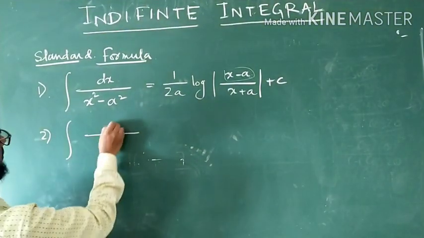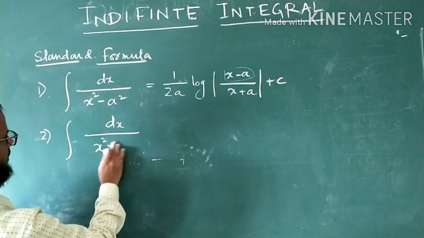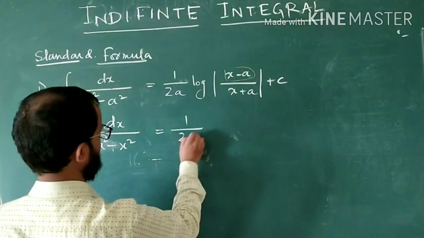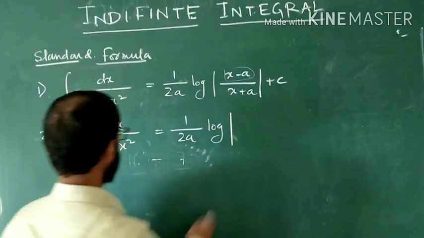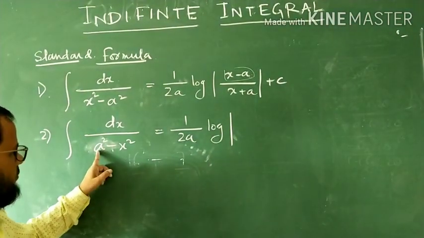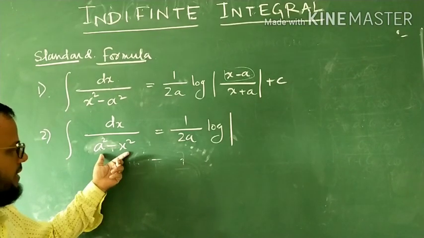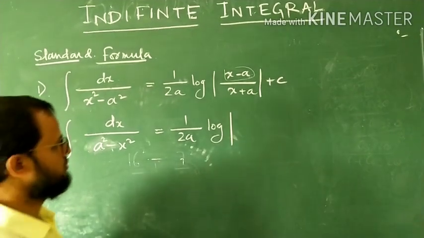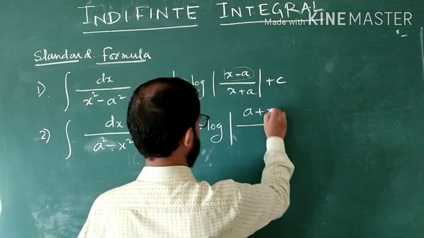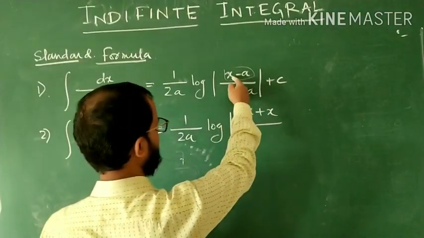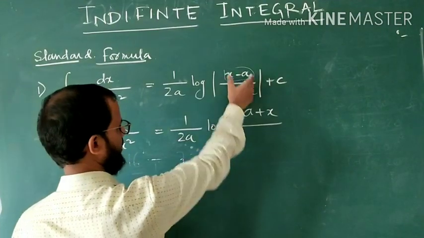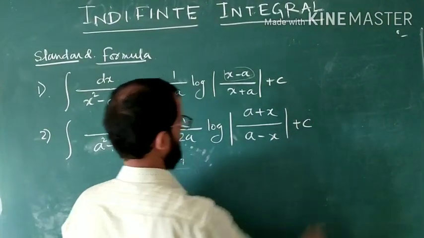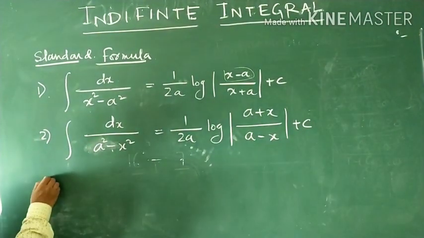So next, integration dx by a square minus x square. This is another formula. Here the same pattern, 1 by twice a log. Here only what happened, we are starting with the constant term and then the variable. This is again a difference of perfect squares, but here the variable starts first, there the constant starts first. So you remember this. The formula is a plus x, so since it started with a, we start with a. Earlier, it started with x, so it started with x minus a. Here there is a slight difference, it is reverse: a plus x by a minus x. So use a little technique to remember, then you can do it.